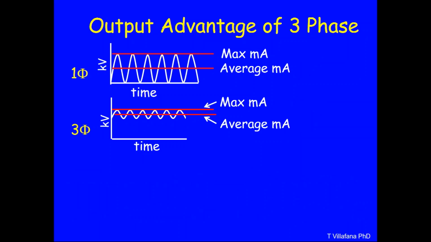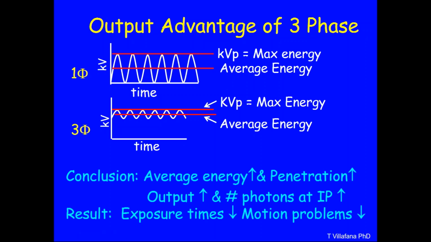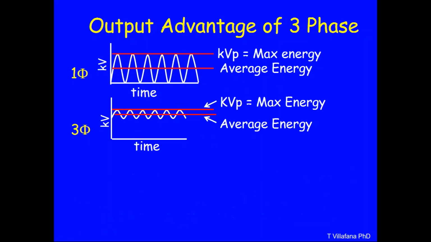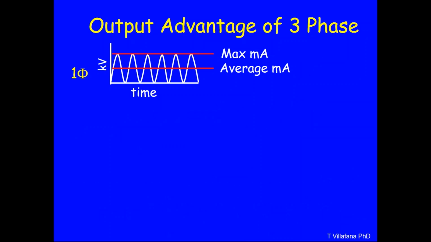Okay. Here, I'm just showing you why your outputs are greater with three-phase. We've already seen the average energy being closer to the maximum energy. That not only gives you more penetration, but it also gives you more output, as we see over here, because the average energy is closer to the maximum energy. But now there's also an MA advantage with output.